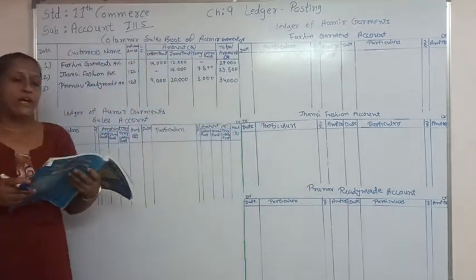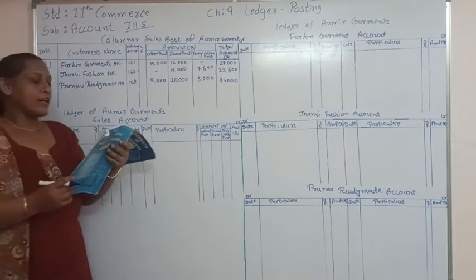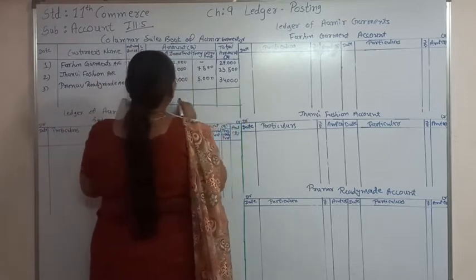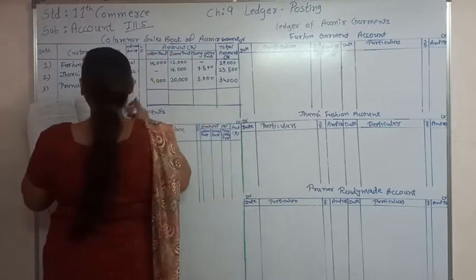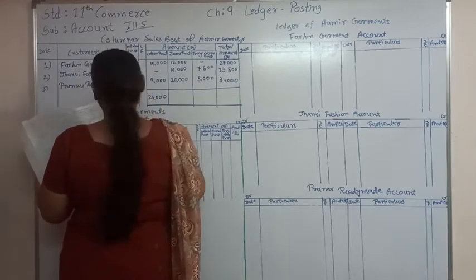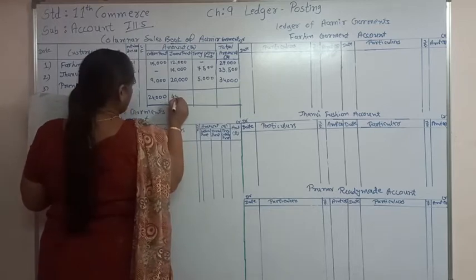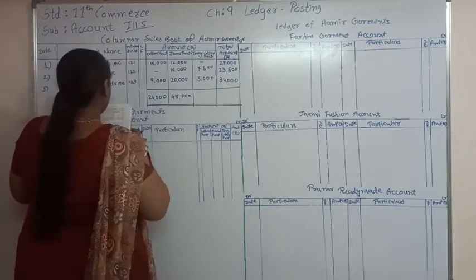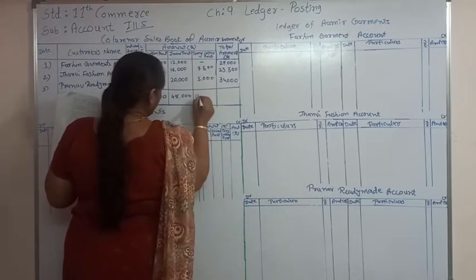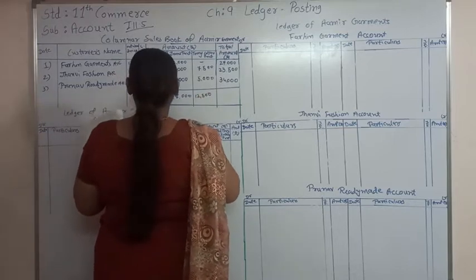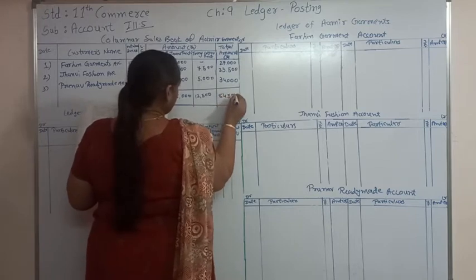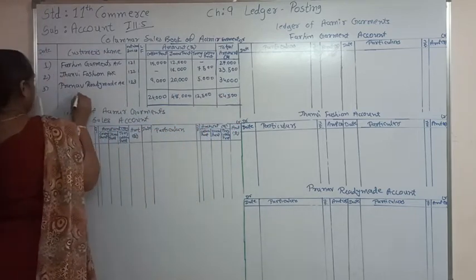So we have prepared the polymer sales book. Now let's make the totals. The total of 15 plus 9 will be 24,000. 12 plus 16 plus 20 will be 48,000. And here 7,500 plus 5,000 will be 12,500. Next, the total of this will be 84,500. Here, total credit sales.